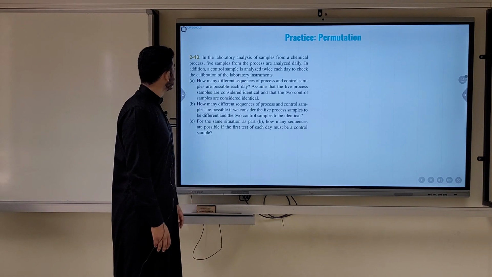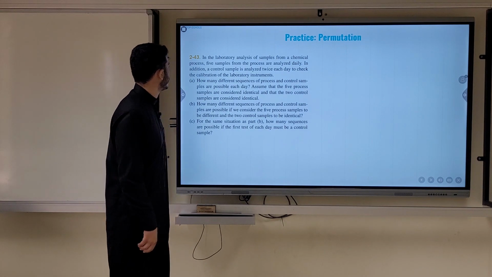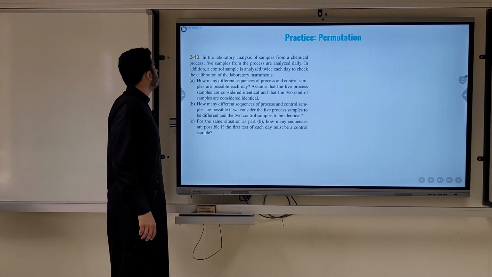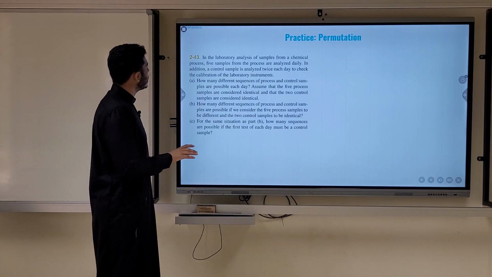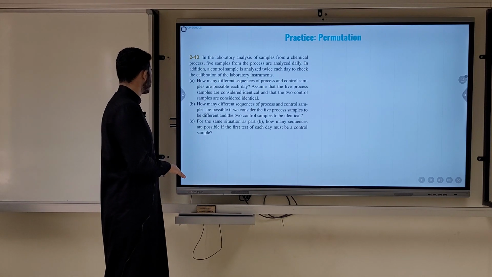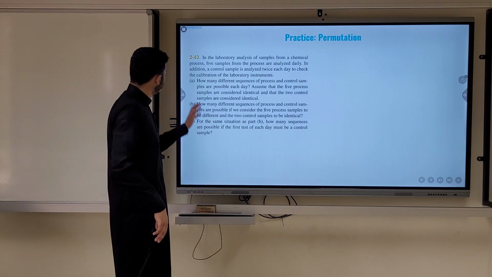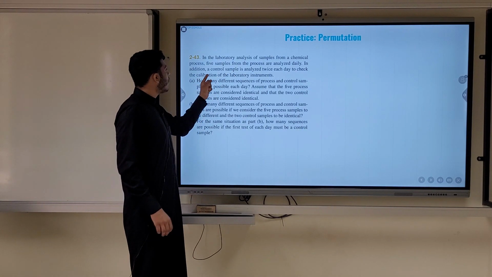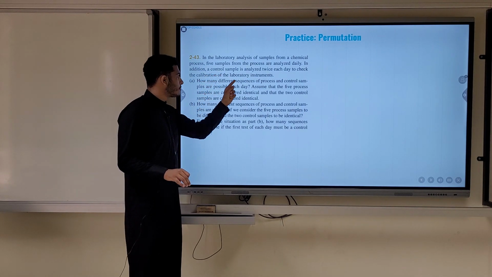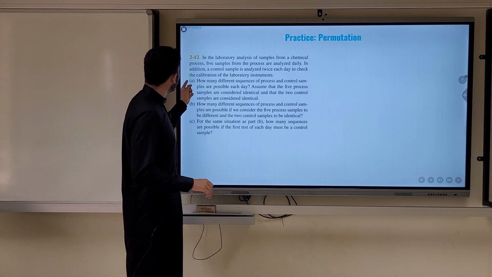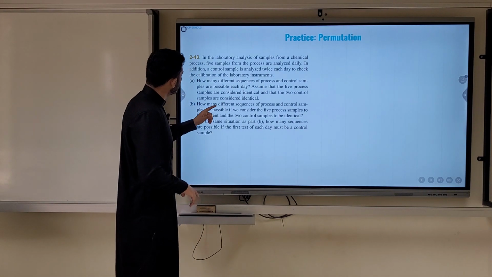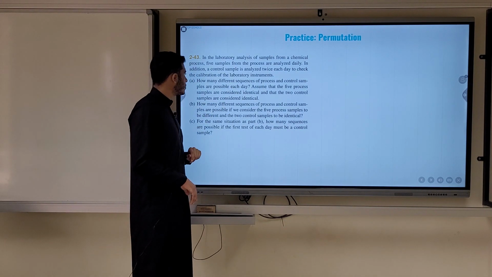Let's go to the quite difficult question here. Actually, it's not that difficult, but anyway. The question says, in the laboratory analysis for a sample from a chemical process, 5 samples in the process are analyzed daily. In addition, a control sample is analyzed twice a day, to check the calibration of the laboratory instruments.